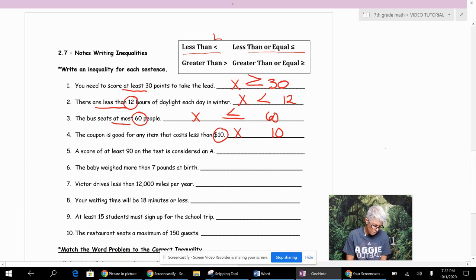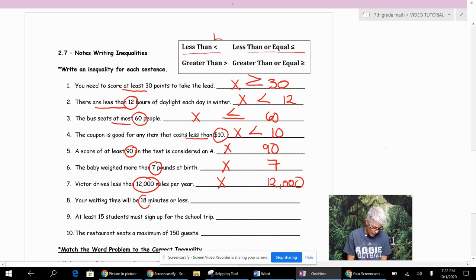The coupon, number 4, the coupon is good for any item that costs less than 10. So again, less than, it looks like an L that's been squished. Let's go ahead and set up the rest. This says at least a 90. So I have X and I have a 90. There's 7 pounds, so let's put X and a 7. There's 12,000 miles, X and 12,000.